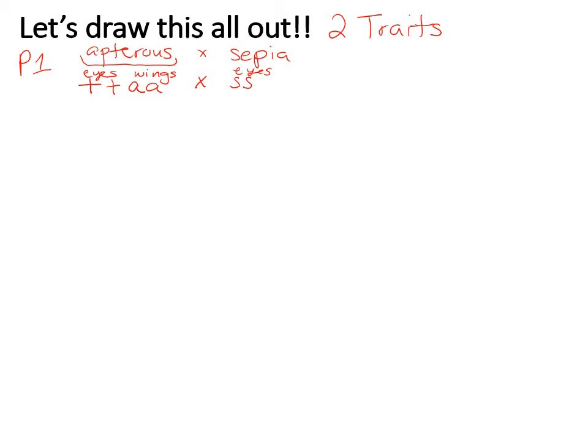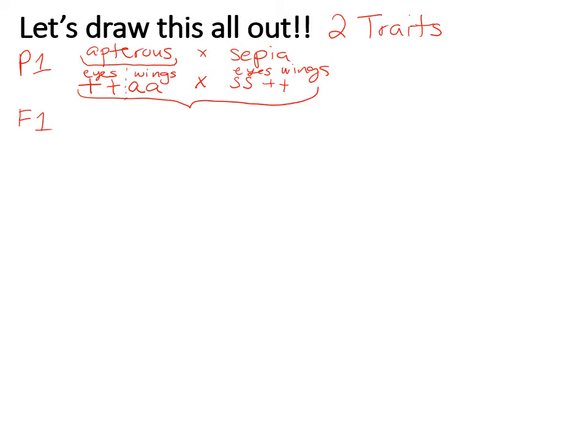No, it's just sepia for the eyes. So that tells you that the wings are wild type. Okay, so just like we said before, you have your 2 traits, each having 2 alleles. Now, when you go to make the F1 generation from those parent flies, well, what do you notice?